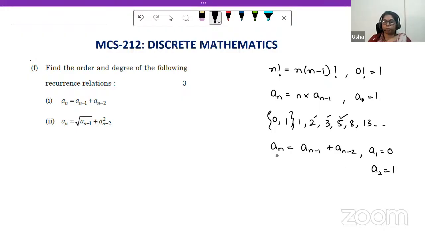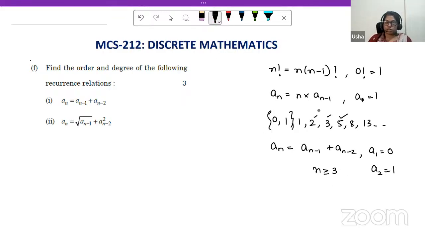Second term is 1. And here, n should always be greater than or equal to 3. Because suppose you take n as 2. a(n-1) is a(2-1), which is a1, plus a(n-2) is a(2-2), which is a0. So there is no a0 in a recurrence relation. It always starts from a1. a1 means first term, a2 is second term. So n should be greater than or equal to 3.